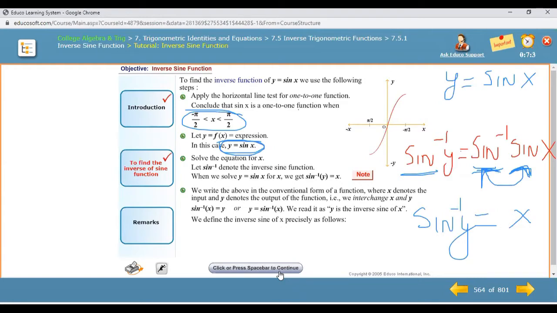So this is what we have in the third step. Sine inverse y equals x. And in the last step, if you remember from your college algebra, we just interchange the value of x and y. So when I interchange it, I will write it as y equals sine inverse x. That is the inverse function.